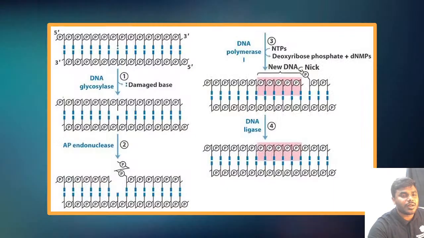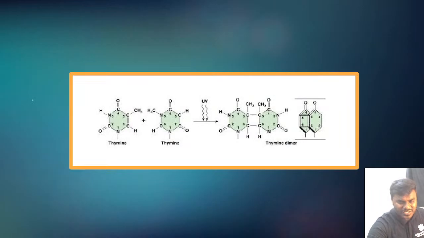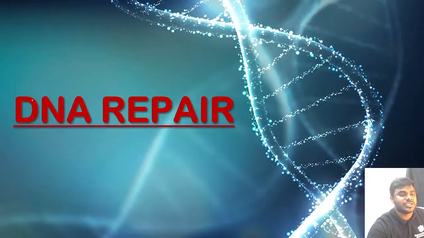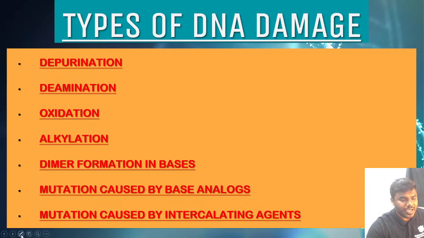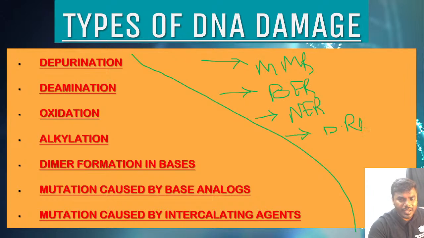In molecular biology, I want you to concentrate majorly on the first thing, the damages. All the types of damages you have to read, all the types. Followed by that, concentrate on the MMR, the BER, the NER, then the direct repair. The remaining, SOS repair, double strand break repair and recombination, we are going to read in the genetics chapter.